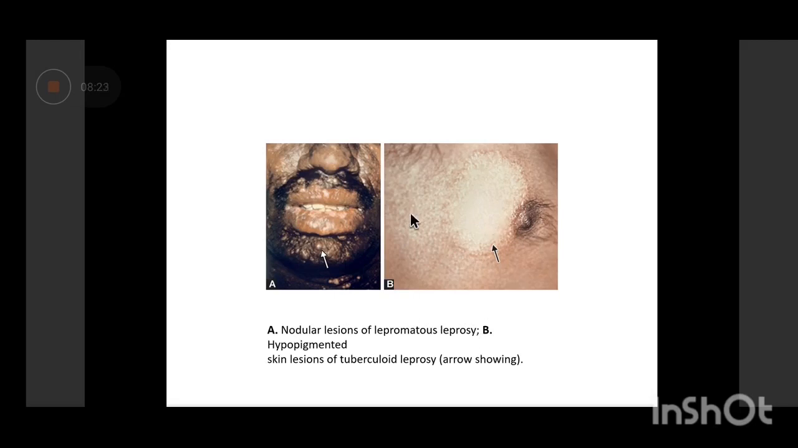If you see, this is the nodular lesion of lepromatous leprosy. These are the nodular lesions which are seen, and in tuberculoid leprosy, they are hyperpigmented patches. You see, these are the hyperpigmented patches with a raised border. Center is clear.